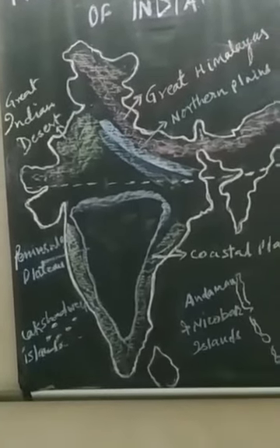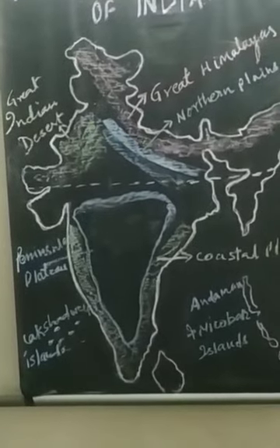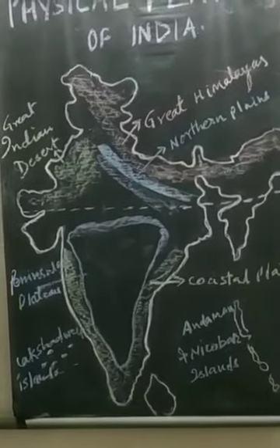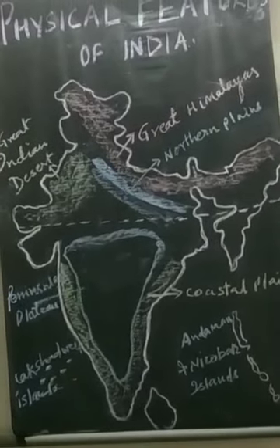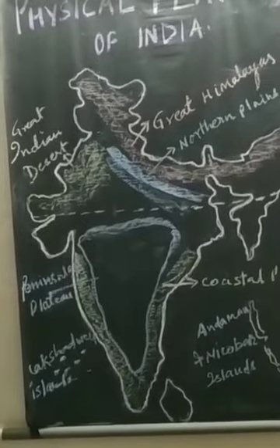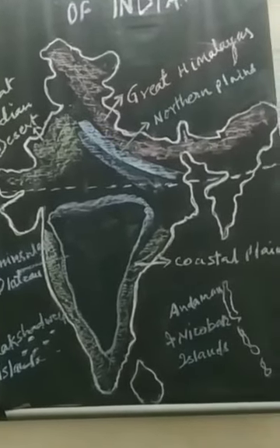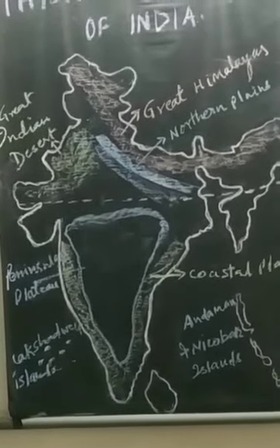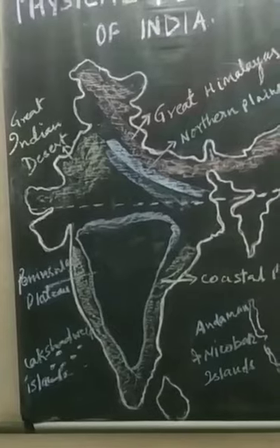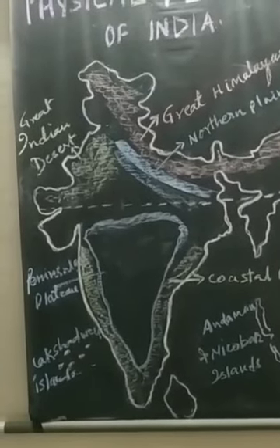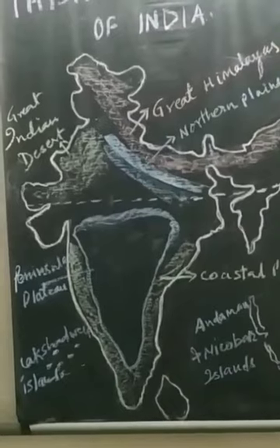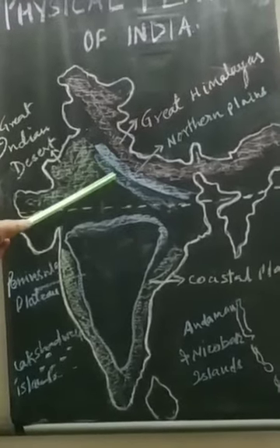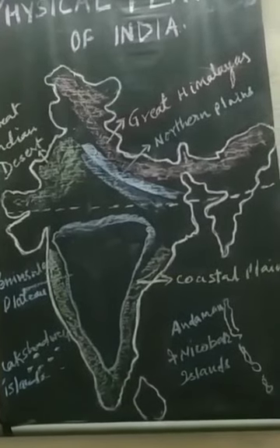The largest part of the northern plain is formed of old alluvium. They lie above the floodplains of the rivers and present a terrace-like feature. This part is known as Bhangar. Old alluvium is known as Bhangar. The new alluvium is known as Khadar. So this is all about the northern plains of India.